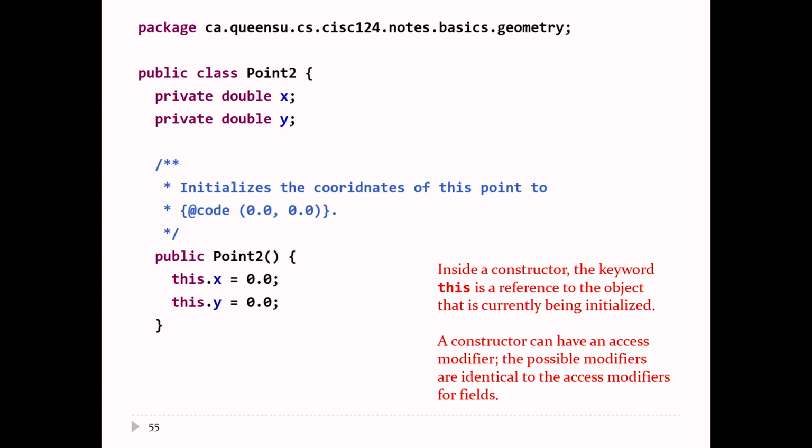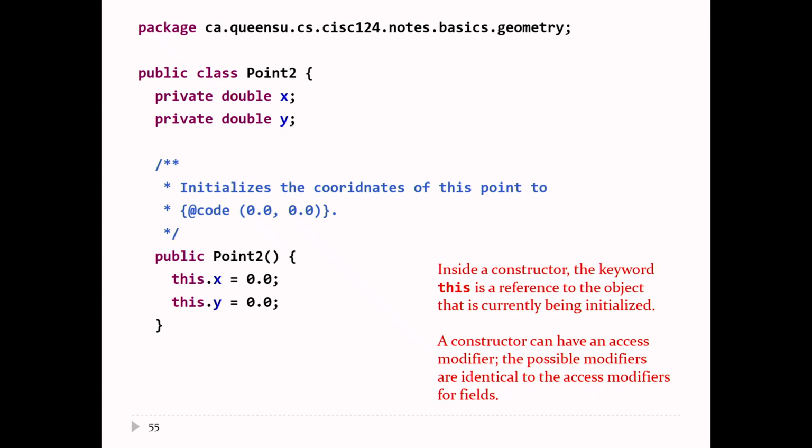The constructor should set the x and the y value of the newly created point to 0. Now the question is what point is it setting? You want to set the coordinates of the point that was just created by new. That object gets a name, called this, inside of the class. If you ever see the word this inside of a constructor or inside of a non-static method, that word this means the object that is being initialized.